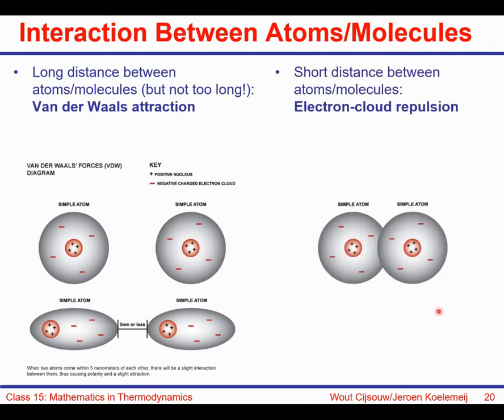Now, if I would bring them very close such that these electron clouds start to overlap, then quantum mechanics tells you that the electron clouds don't like that and the atoms are pushed away. They are repelled. So when you bring them close together, there's a very strong, what we call electron cloud repulsion.